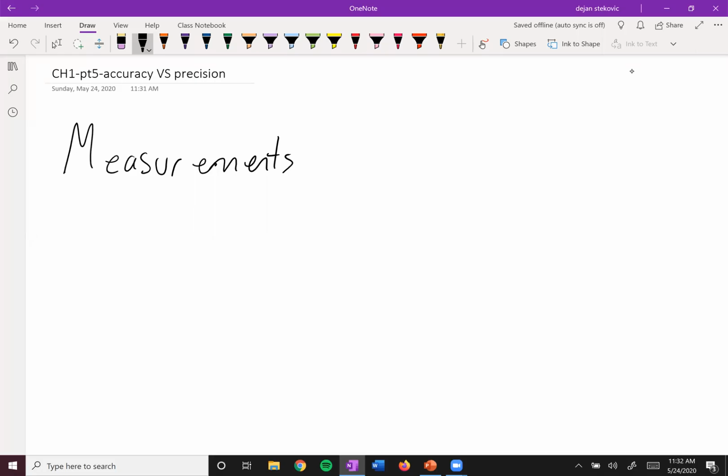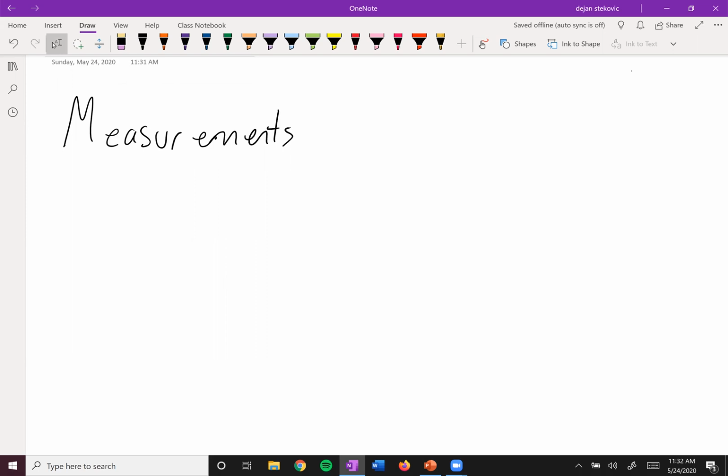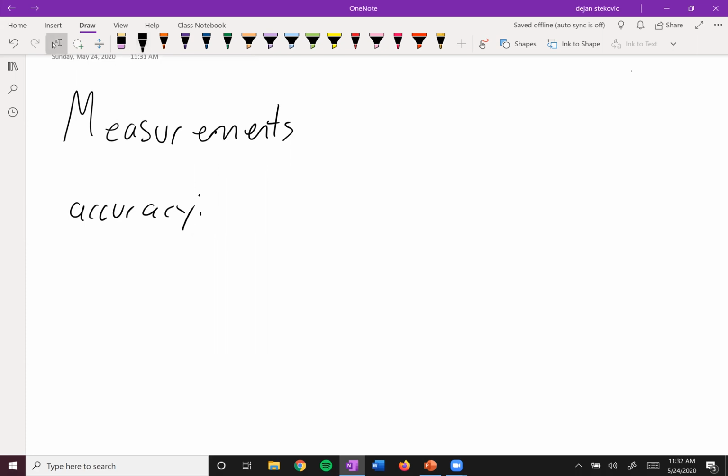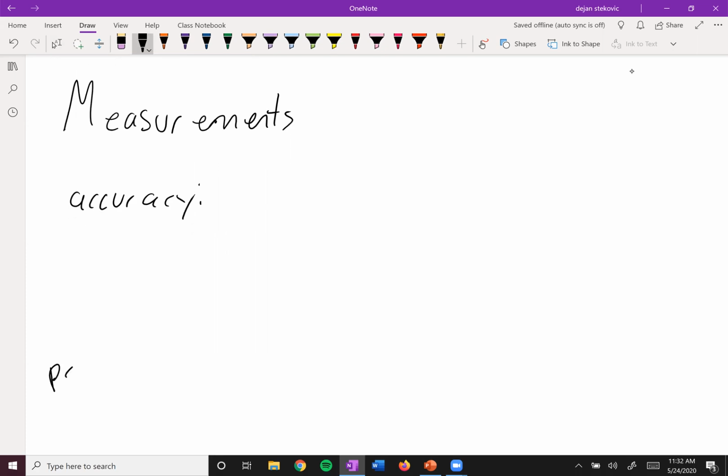All right, so in chemistry, oftentimes we want to measure things: how hot is something, how much product did I form, how much reactant did I use up, and we want to talk about how good our measurements are. So when we're talking about measurements, there's two main qualities that we want to talk about. First is accuracy, how accurate are our measurements, and then the second is precision, how precise are our measurements.